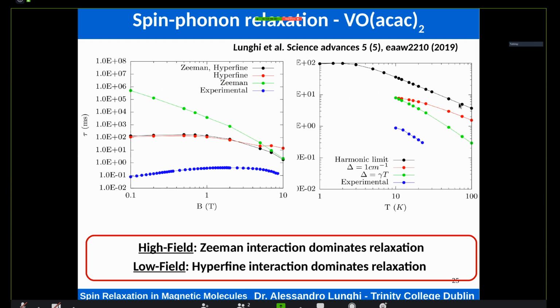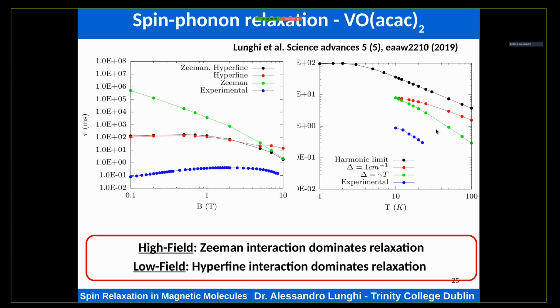On the right, you see the temperature behavior. If you model the phonons as harmonic, you see here a T to the -1 behavior, which is expected from theory. And you see here at low temperature, the relaxation time reaches a constant value. In this regime, essentially, the relaxation mechanism is due to the spontaneous emission of phonons from the spin.